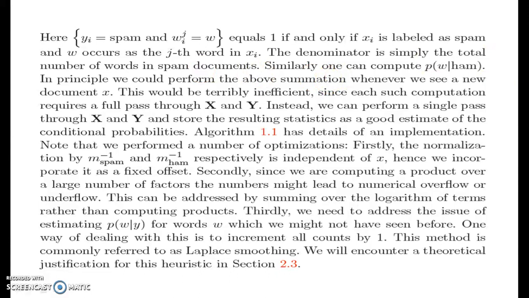Similarly, one can compute P of w given ham. In principle, we could perform the above summation whenever we see a new document x. But this would be terribly inefficient since each such computation requires a full pass through X and Y. Instead, we can perform a single pass through X and Y and store the resulting statistics as a good estimate of the conditional probabilities.